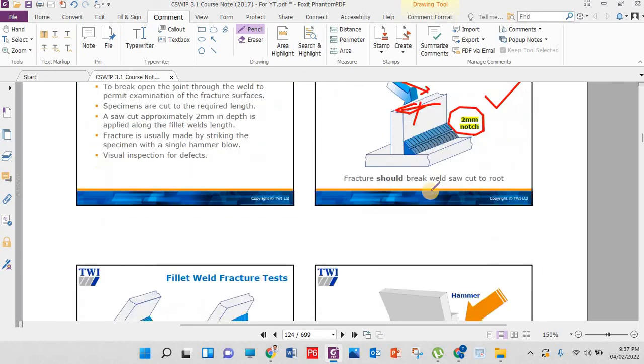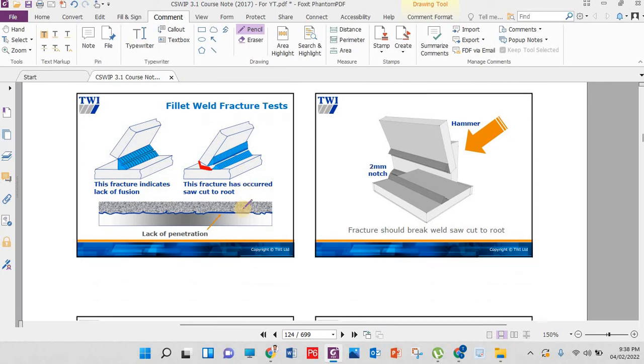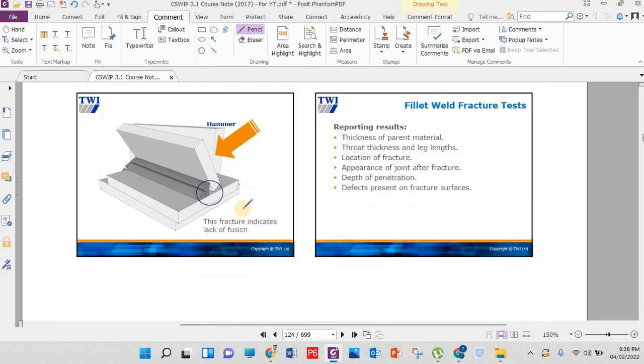I will show you in the comment picture. You can see here, into the root we hammer, and you can see this has fractured. Now you can see there is no proper fusion, there is lack of fusion. There is no fusion or welding in the root. So this is a weak test. Sorry, weak material or weak welding. Okay, just get the concept. Fracture test.